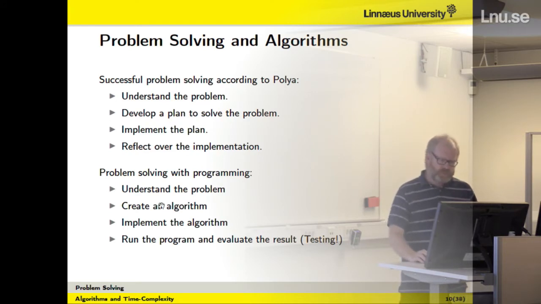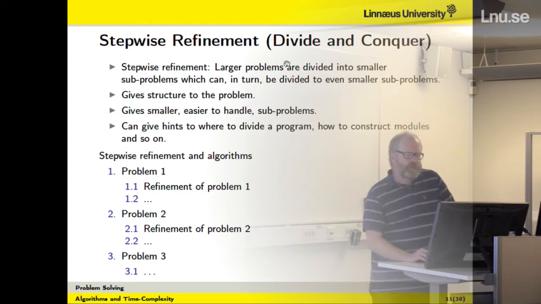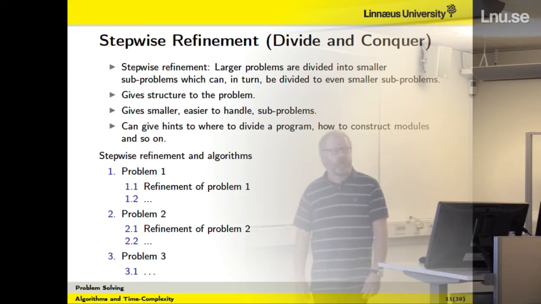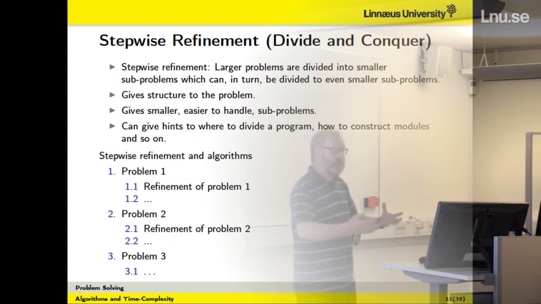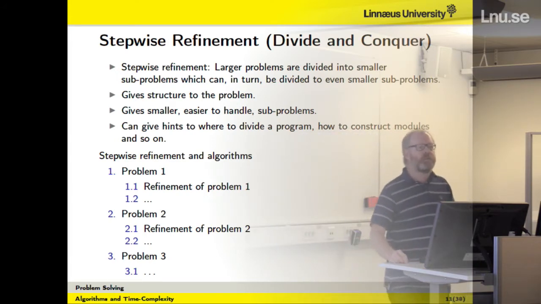Anyway, problem solving and how it relates to algorithms. Another problem solving approach is called divide and conquer. What do we mean by that? Well, larger problems are divided into smaller sub-problems, which can in turn be divided into even smaller sub-problems. I would guess that without thinking about it, you do it the same way. We give you an exercise here, you divide it in your mind into smaller steps, and then you solve them one at a time.